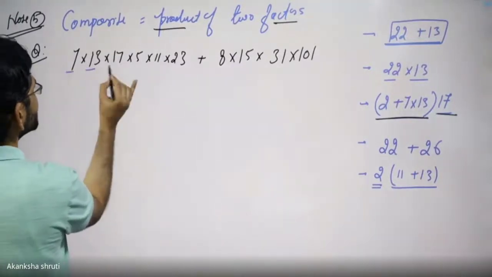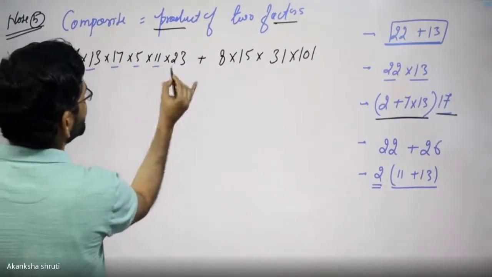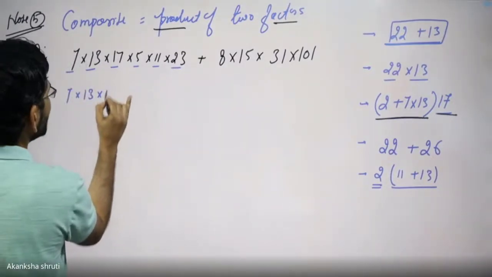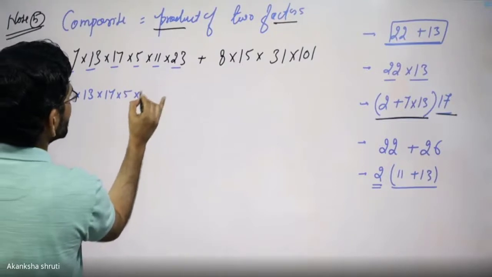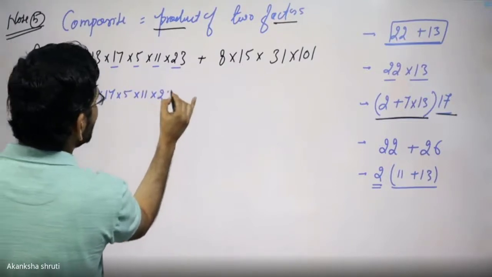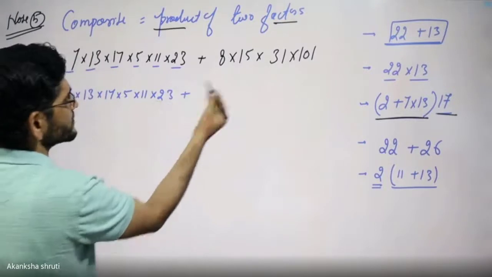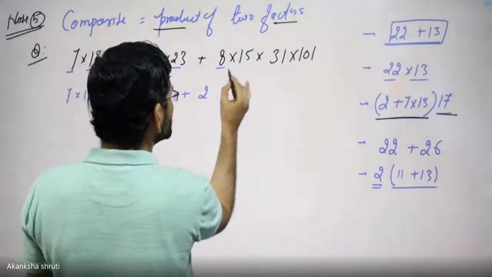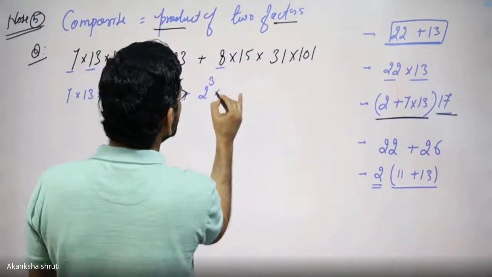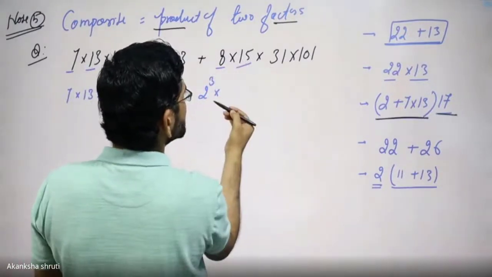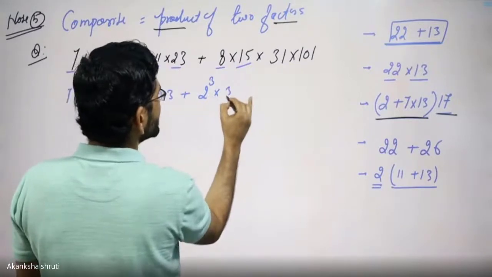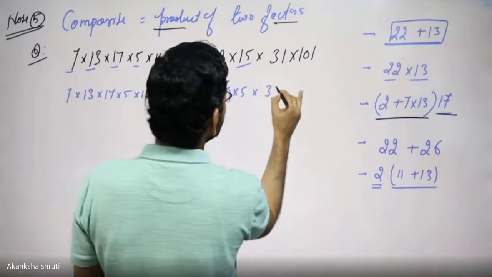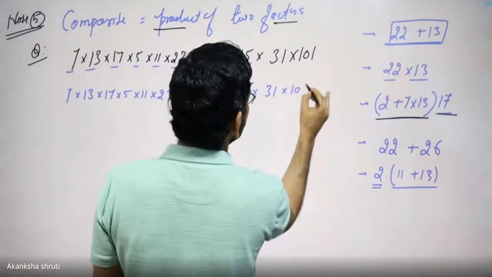Here 7, 13, 17, 5, 11, 23 are already prime, so no further prime factorization is possible. We need to write this as it is. But coming to this, here it is 8, so try to write it in its prime factors. It is 2 into 2 into 2, 2 cubed. Then 15 as 3 into 5, then into 31, which is prime, and 101 is also prime.